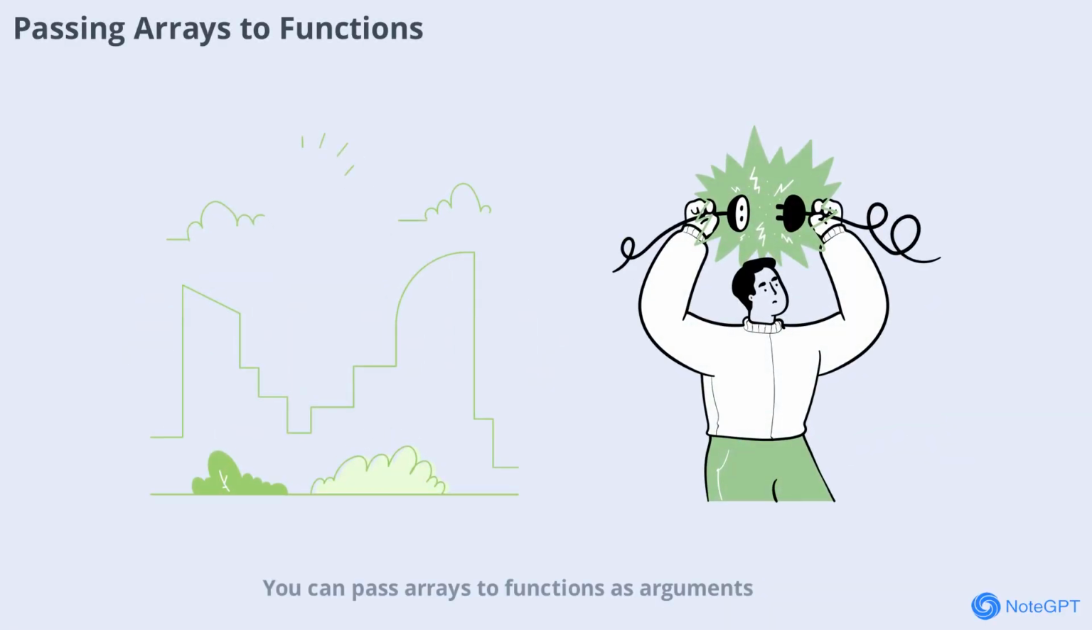You can pass arrays to functions as arguments, allowing you to process or modify their contents within the function. In some languages, arrays are passed by reference, meaning changes inside the function affect the original array. In others, they may be copied. Understanding how your language handles array passing is important for writing correct and efficient code.